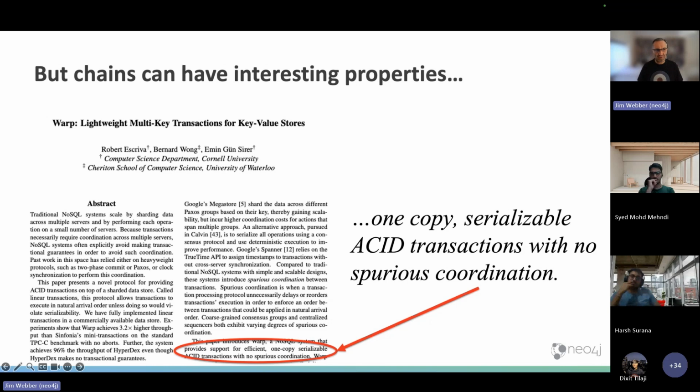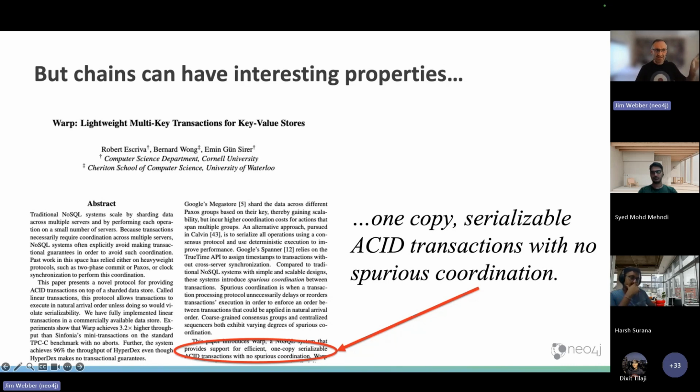And one of the things that we noticed in our literature review was this, again, very unknown paper, but very impactful for us, that you can use chains to organize not just replication, but transactions. And the thing that sparked our interest was this idea of one-copy serializable ACID transactions with no spurious coordination. This is known as linear transactions. And these things, one copy and serializable and ACID and spurious coordination, these are proper serious database things, right? So serializable is a really strong guarantee that you understand the history of operations on a database. And no spurious coordination means that you don't do any work that you don't have to do.